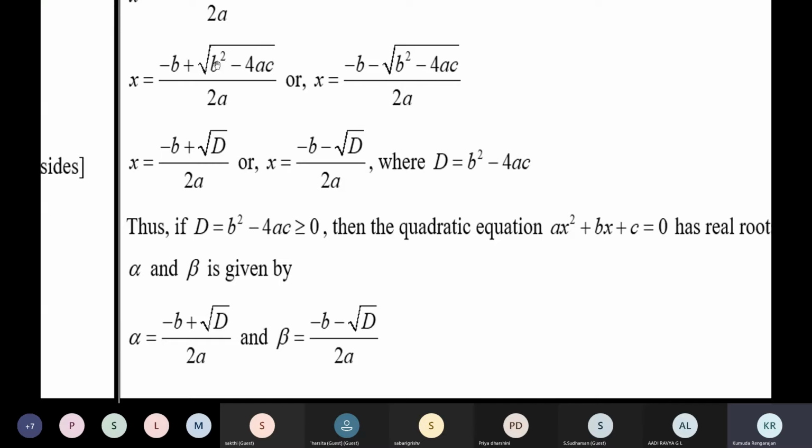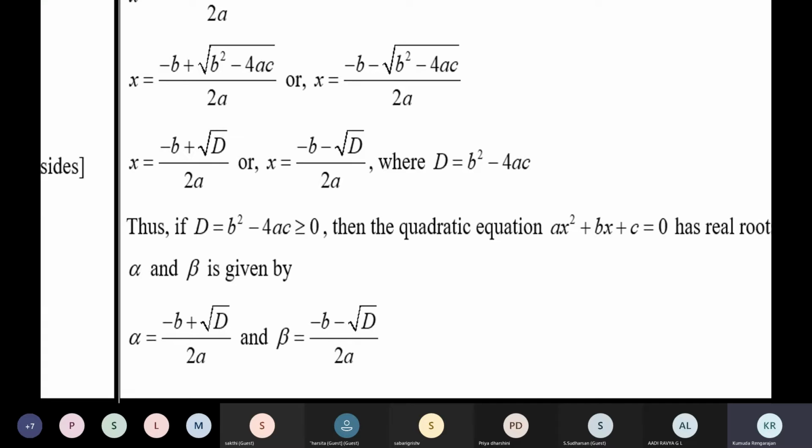So when it is 0 or positive, the given quadratic equation will have real roots. If b square minus 4ac is not negative, that is it is 0 or positive, then the given quadratic equation will have real roots. But if this is negative, then there exists no square root for a negative number. In that case, the given quadratic equation has no real roots. The roots are imaginary.